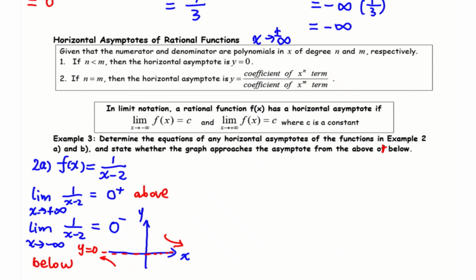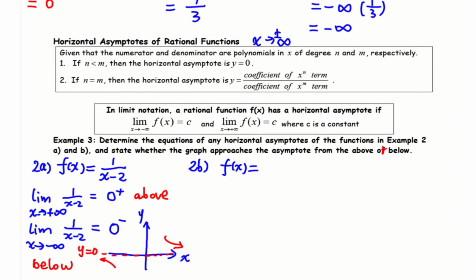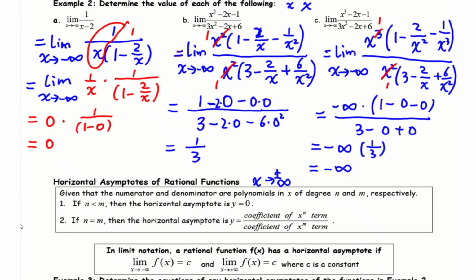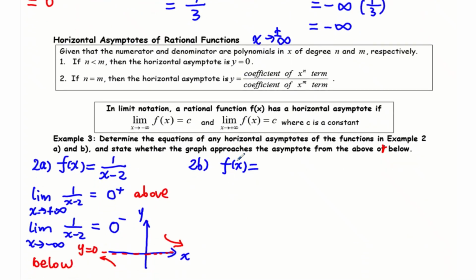So why do we want to find all this information? Because it will help us to graph the function. And after that, we are going to see the second one, 2b. So 2b, if f of x equals, copy that function here, x squared minus 2x minus 1 over 3x squared minus 2x plus 6.